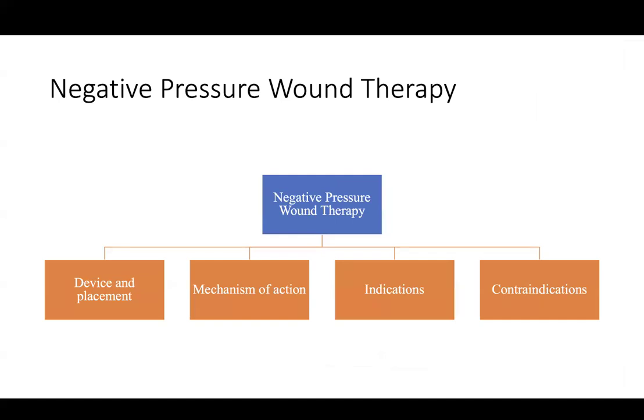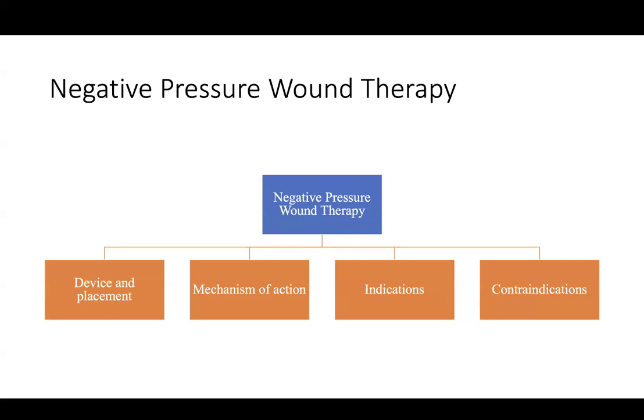And herein there's a system which is continuously or intermittently applying subatmospheric pressure, and this in turn provides a positive pressure to the surface of a wound. The device and placement usually involve using an open pore polyurethane foam sponge, along with a fluid collection system and a suction pump.